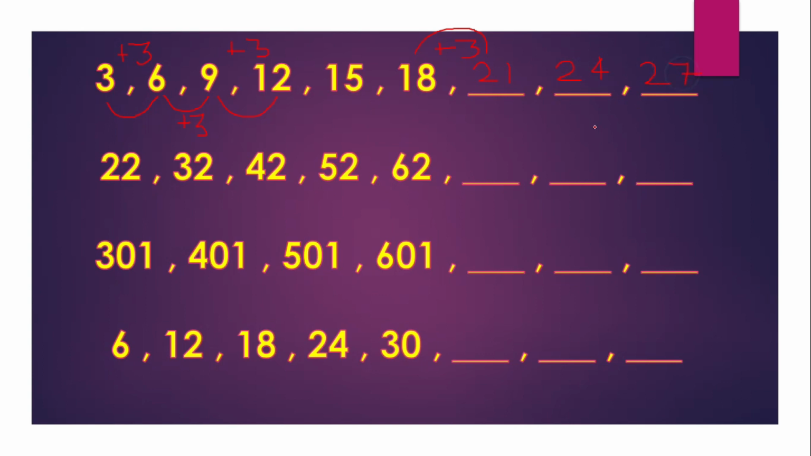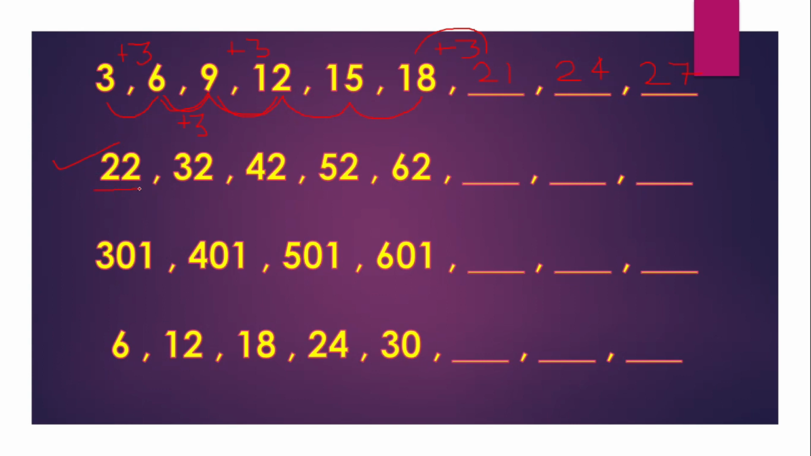One more thing you can observe here children, that each time we are adding 3 to the previous number. If first number is 3, if I add 3 I get 6. Again if I add 3 I get 9, and if I add 3, 12, plus 3, 15, plus 3, 18, right? Now let us move on to the next one.